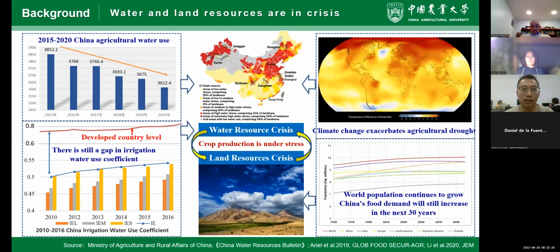First, the background. As we can see from the left, China's agricultural water use has been declining in recent years. Of course, this includes water-saving factors, but more importantly, a reduction in total available water resources. And there is still a big gap in irrigation water use coefficient between China and the developed countries. The right shows that climate change and continued population growth in the future will cause a crisis in water and land resources, which will put crop production under pressure.